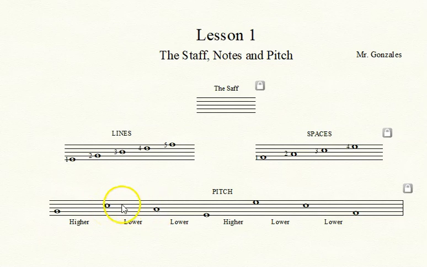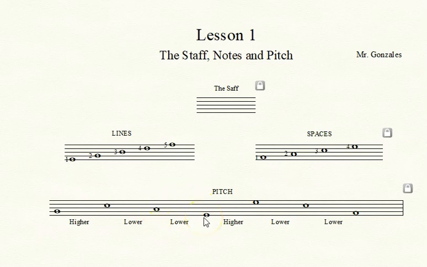Let's take a look at these 2. Our first note is on the third space. Our second note is on the second space. We can see from here to here, the second note is lower. Let's look here. We have a note on the second space, and we have a note on the first line. The second note is lower than the first note.